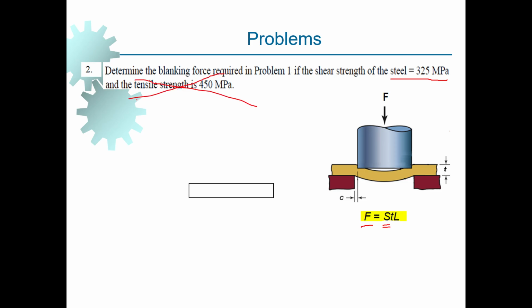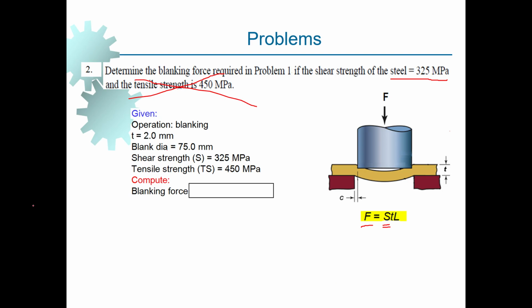So this isn't needed. Okay, first we do the computation of L, and that is the circumference of the punch in this given case. So operation is blanking. Thickness is 2 mm, blank diameter is given, shear strength is given, tensile strength is given, but this is not needed. So we have to compute blanking force.